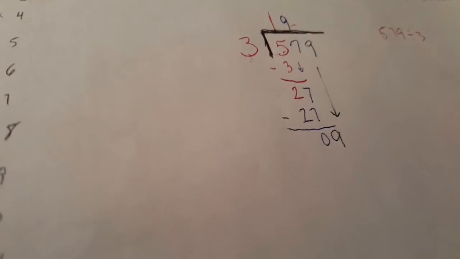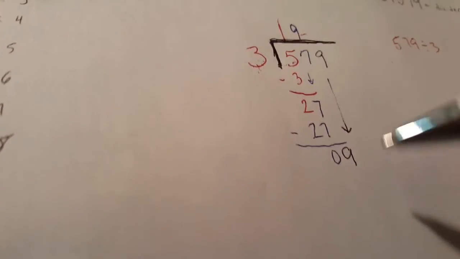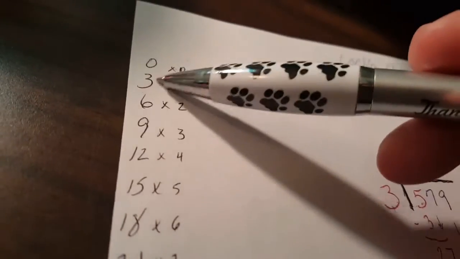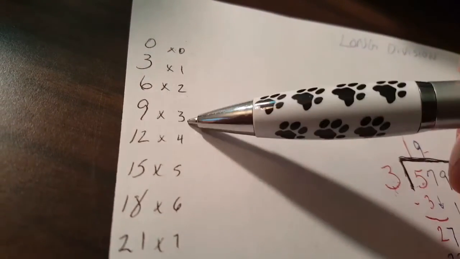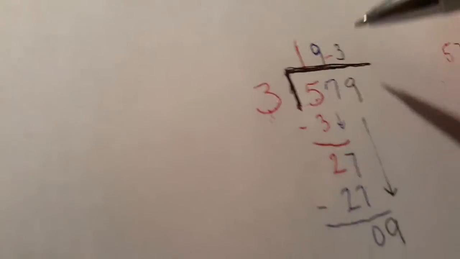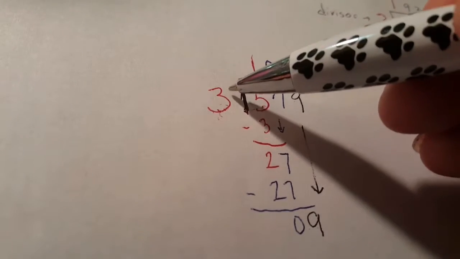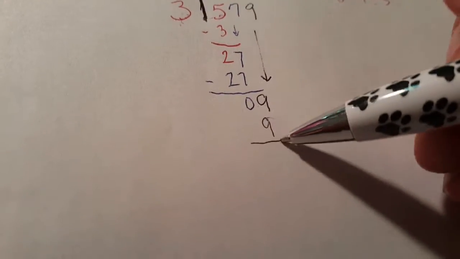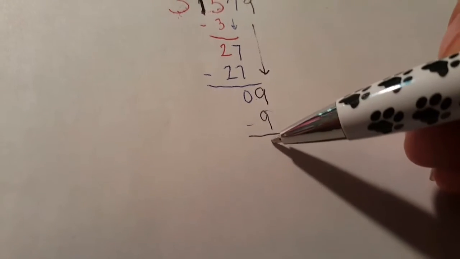Now this is our ones column. Our last question is, how many times does 3 go into 9? Let's look at our factors. 3 goes into 9. Bingo, there's our 9. 3 times. So go up to the ones column. It's 3. Now what's 3 times 3? 3 times 3 is 9. Take away 9 from 9.